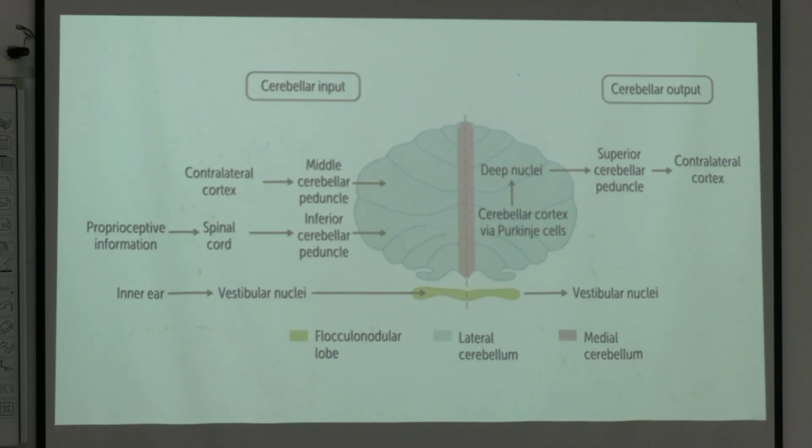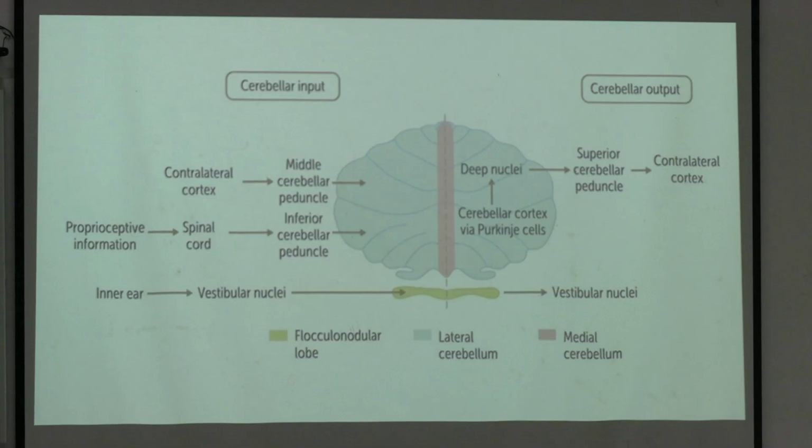Another question that very frequently comes in your professional examination is the input and output of cerebellum. That means what are the nerve fibers that are coming to cerebellum and what are the nerve fibers that are ejecting from cerebellum. So, cerebellar input and cerebellar output. This is the easiest way to remember it: where is the nerve coming into cerebellum from and exiting cerebellum to, right?